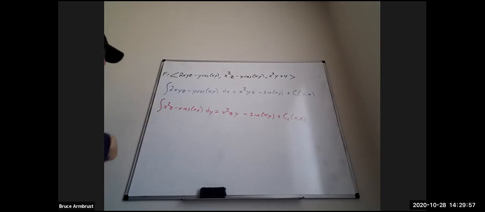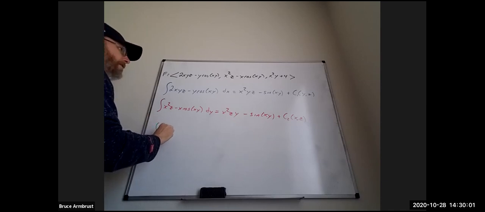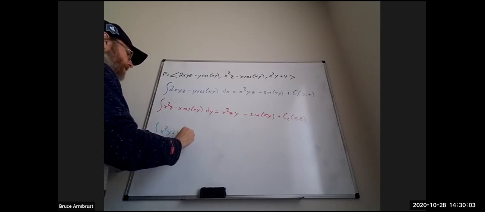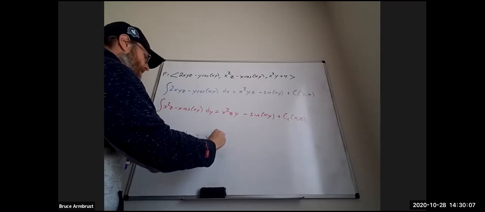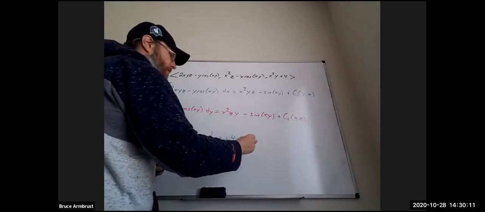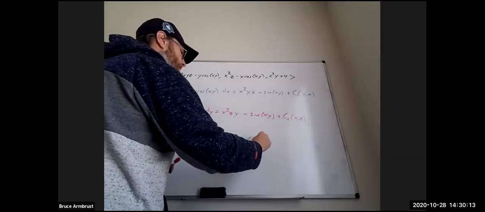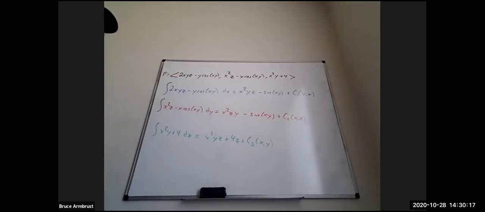All right, well, let's go to the last one. The last one's the easiest one. We have x squared y plus 4, and we're going to integrate that with respect to z. So that gives me x squared yz plus 4z plus potentially more stuff that's only in terms of x and y.